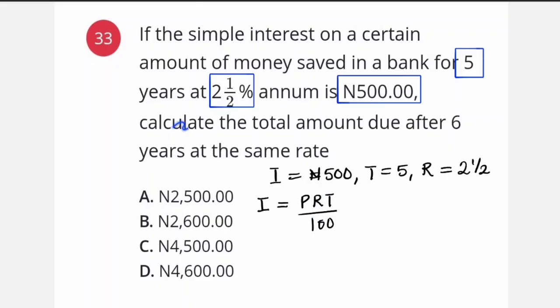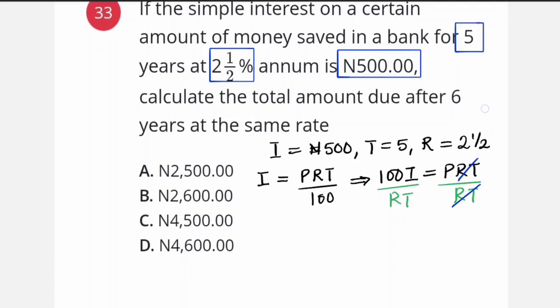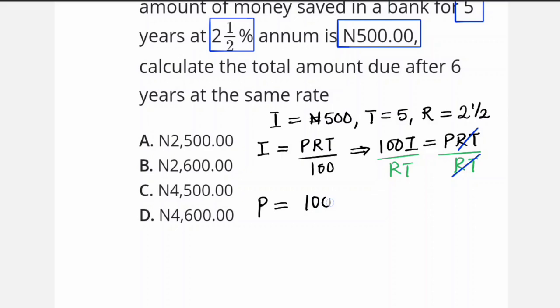So we have to calculate the total amount due after 6 years. We have not gotten the principal yet. We don't know the amount invested, but we know the interest. So let's calculate the principal. From here, we can make P the subject of the formula by cross multiplying. So we have 100I is equal to PRT. And by dividing both sides by RT, we have our principal, and the RT will cancel out. So our principal will be 100 times the interest over rate times time.